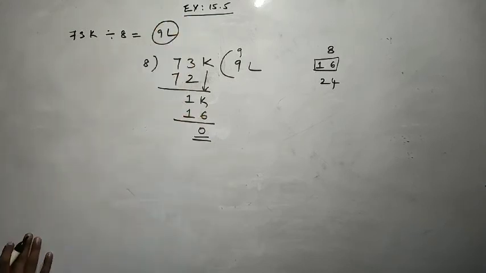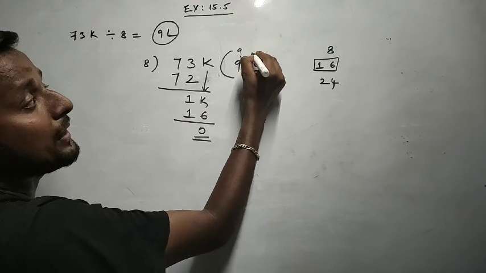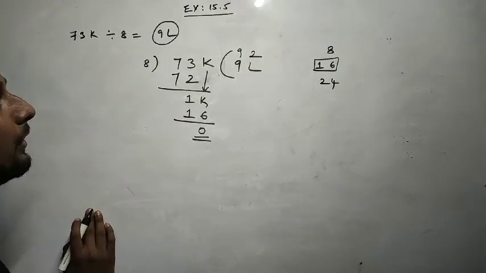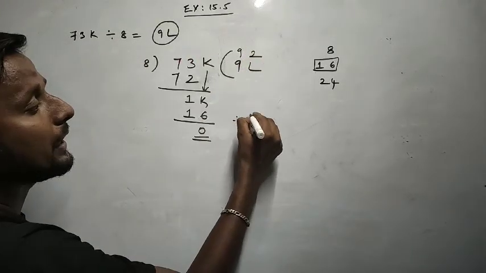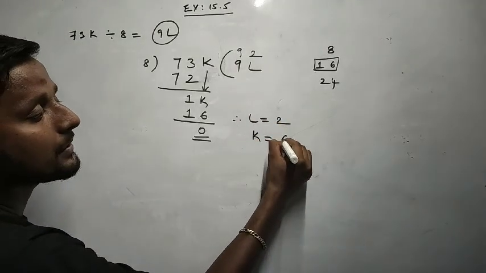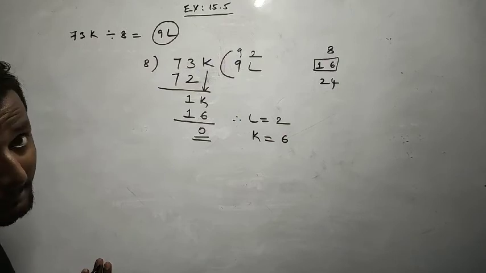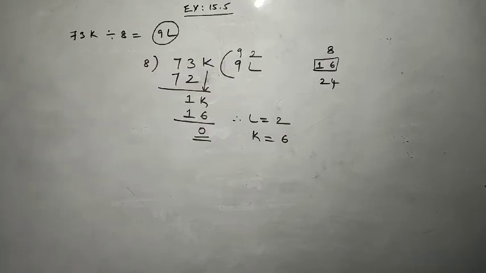That means the remainder is 0. So if you want to get 16, 8 twos are 16. Therefore the L value we got is 2, and the K value is replaced by 6. Got it? Logically it worked out.